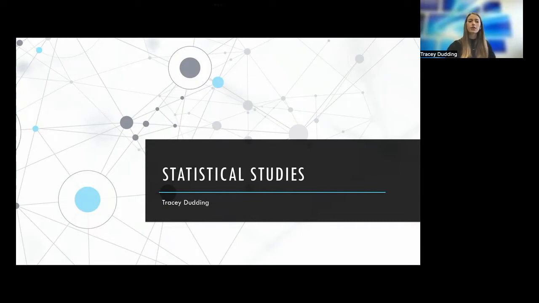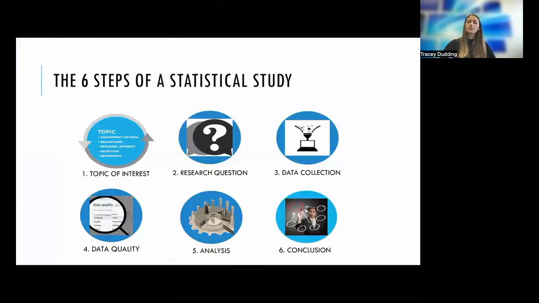So, the first one we will get started on is statistical studies. Statistical studies is formed essentially of six steps. We have a general topic that you're going to be interested in. We will formulate that general topic into a very formal research question.